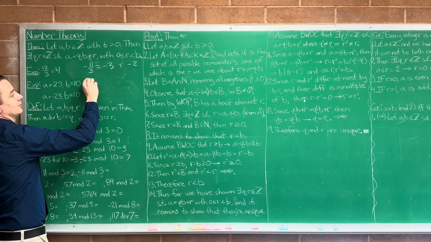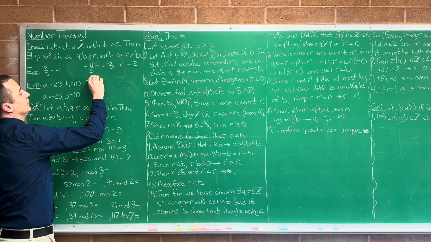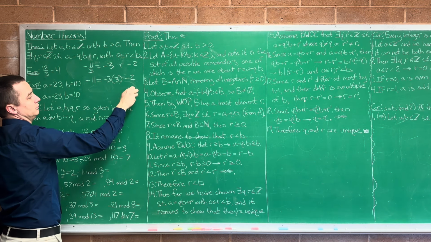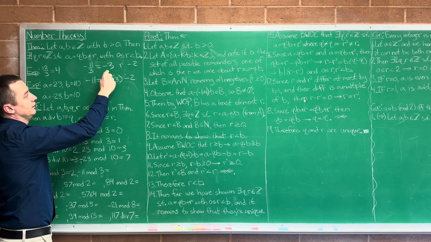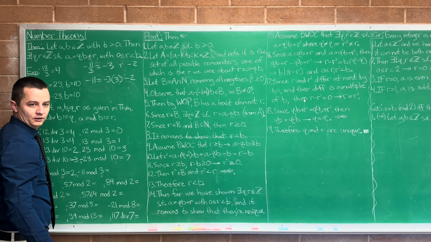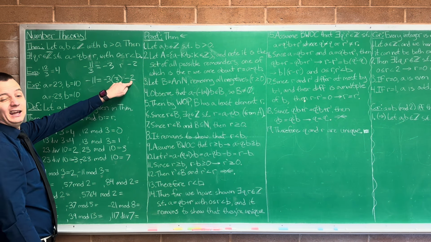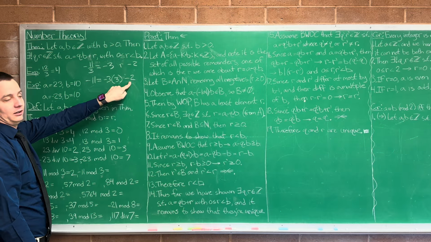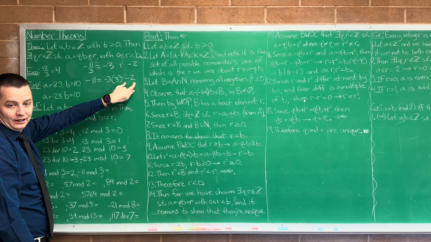Using our notation, that's saying negative 11 is equal to negative 3 threes minus 2. Here's our remainder, here's our q. This and this are saying the same thing so far. You with me? Now, our remainder can't be negative. That's one of our restrictions. So, I need this to be positive. So I'm going to add 3 to this.